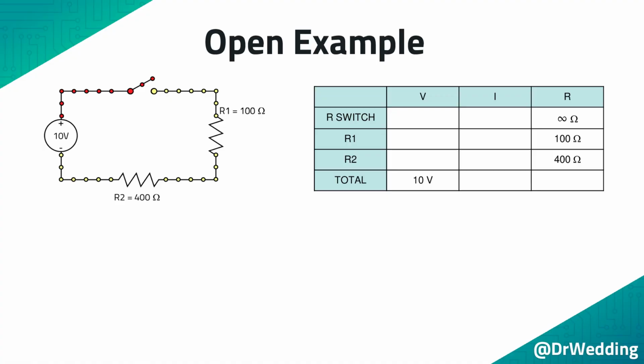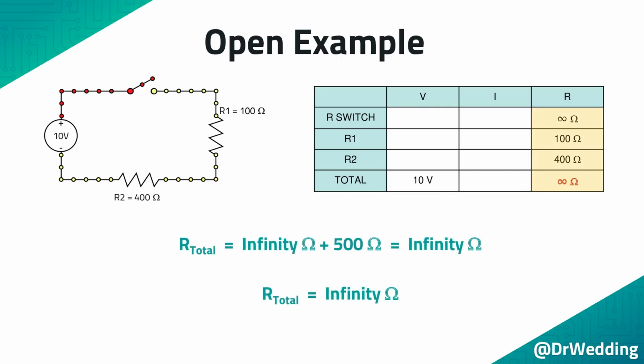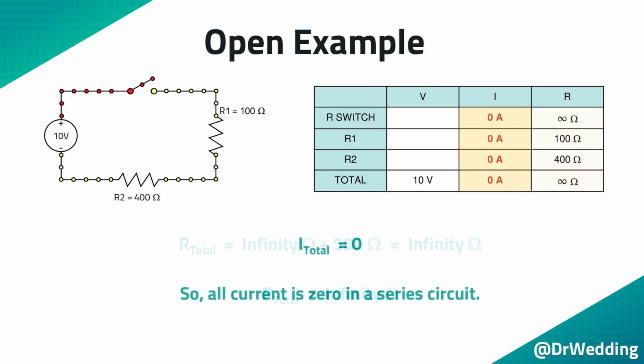If we create a table for this circuit, we can start to fill in some information. Assume the resistance of the open switch is infinity. We can calculate the total resistance. Infinity plus 500 ohms is equal to infinity. There is a traffic jam in this circuit due to the open drawbridge, so we also know that the current everywhere is 0.